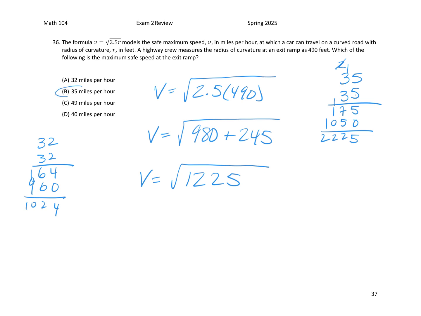1225. Great. Okay. So it's option B because 35 squared is 1225. So the square root of 1225 is 35.